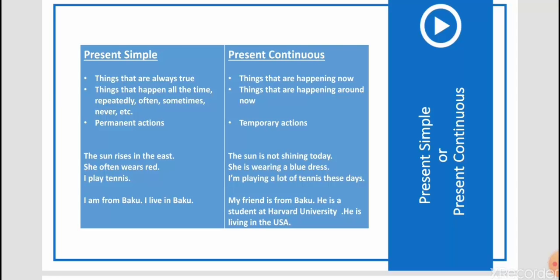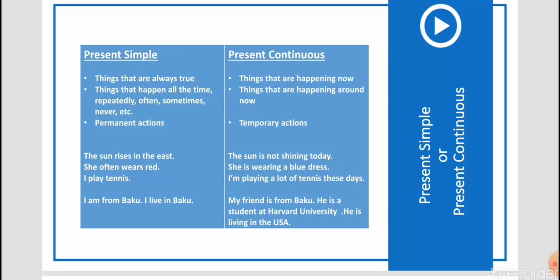See the differences between present simple and present continuous. Present simple, point 1, things that are always true, but for present continuous, things that are happening now. Simple present, things that happen all the time, repeatedly: often, sometimes, never, etc. But for present continuous, things that are happening around now. Simple present, permanent actions, but present continuous, temporary actions.